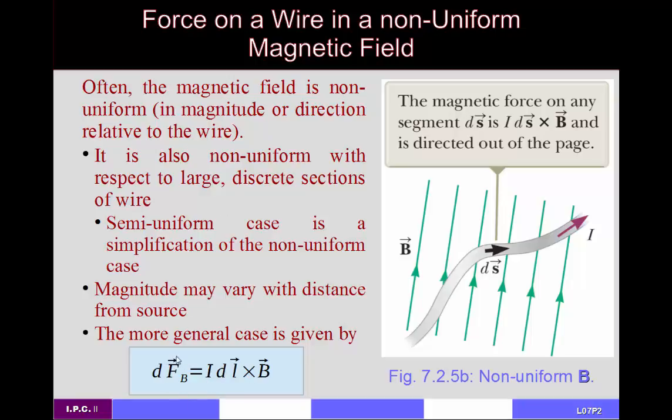So then if you want to get the total force, you integrate. In the previous version, the semi-constant or semi-uniform magnetic field, you added together the forces. That's the same thing that you're doing here. You're just integrating instead of doing a discrete sum.